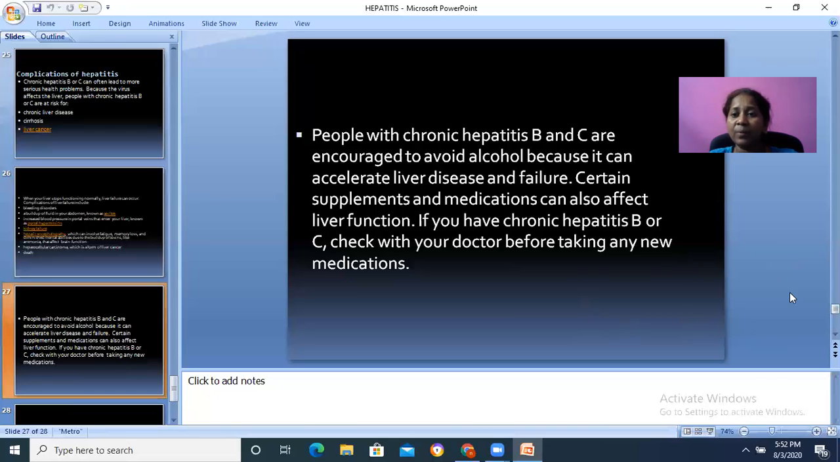This is all about hepatitis. What are all the hepatitis? This is a viral disease. The infectious one is a viral disease. So everybody should maintain proper hygiene. Through this, we can stop this deadly disease.